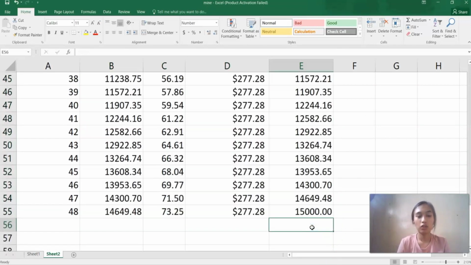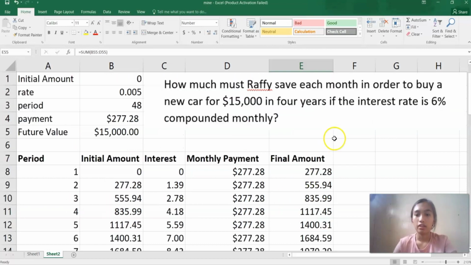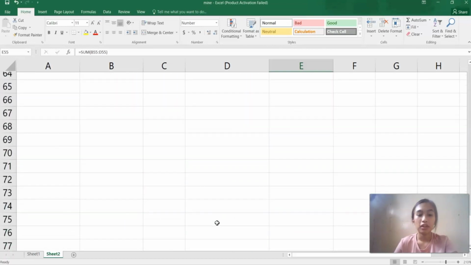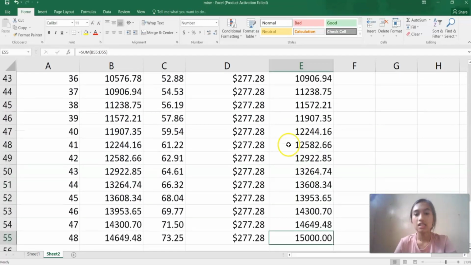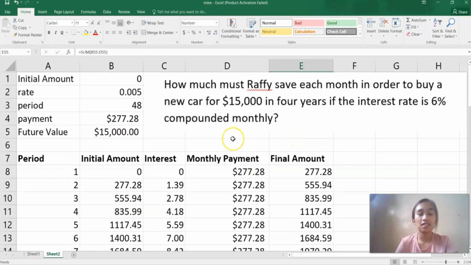Alright, so we have 48 periods, and at the last period, our final amount is 15,000. So note that in a sinking fund, at the last period, the final amount must be equal to our future value. And our future value here is 15,000, and our final amount here after 48 periods is 15,000. So this is how you make a sinking fund schedule in Excel.